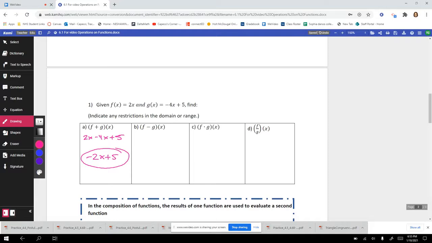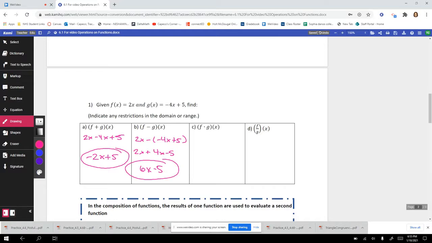If I'm having f minus g of x, I have 2x minus negative 4x plus 5. So I have to remember that I have to subtract everything, so I'm going to have to distribute. That gives me 2x plus 4x minus 5. So I have 6x minus 5.